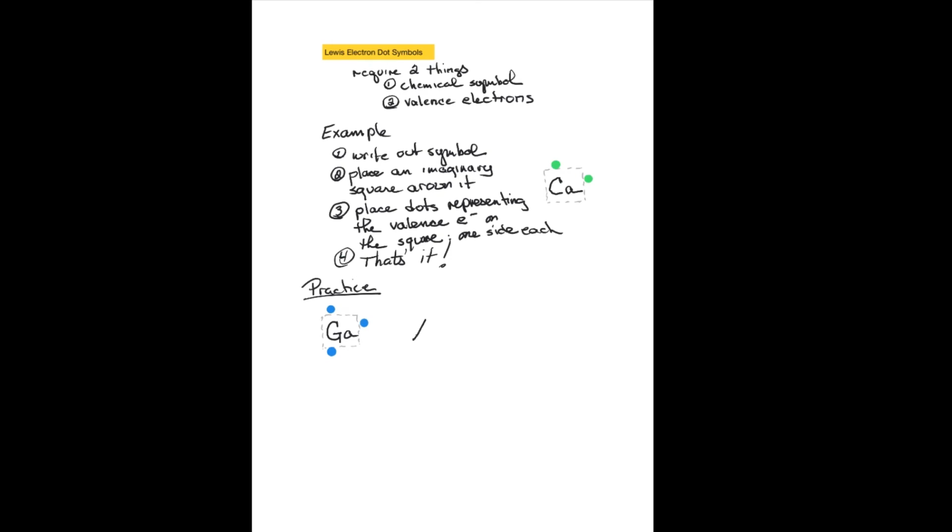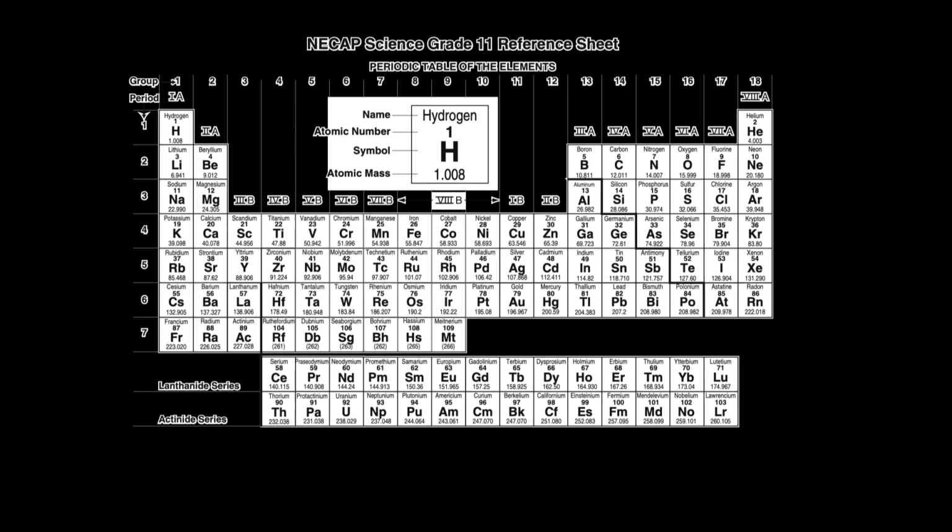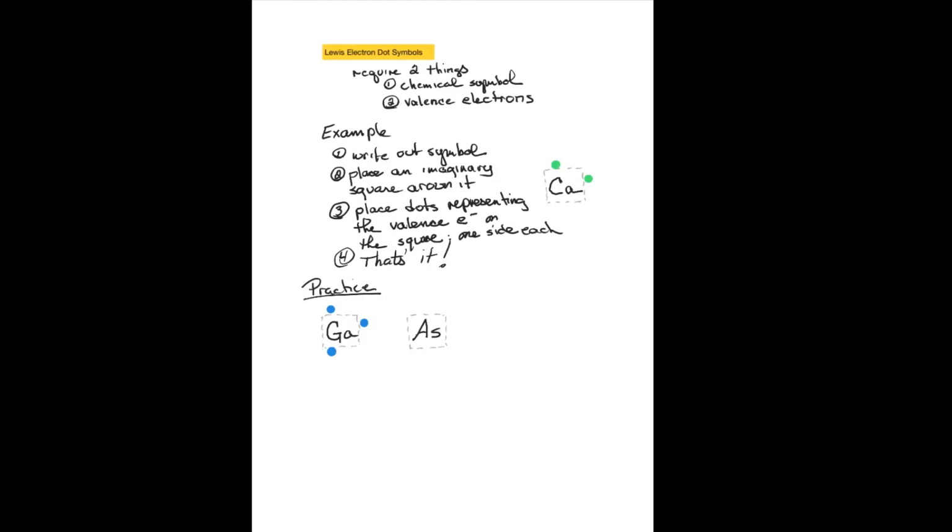Our next example will be arsenic. So we draw our square, we head over to the periodic table, and you can find arsenic right here in the nitrogen group. So 1, 2, 3, 4, 5 valence electrons. We come over, 1, 2, 3, 4, but because we have a fifth one, we have to start to double up, just like that.